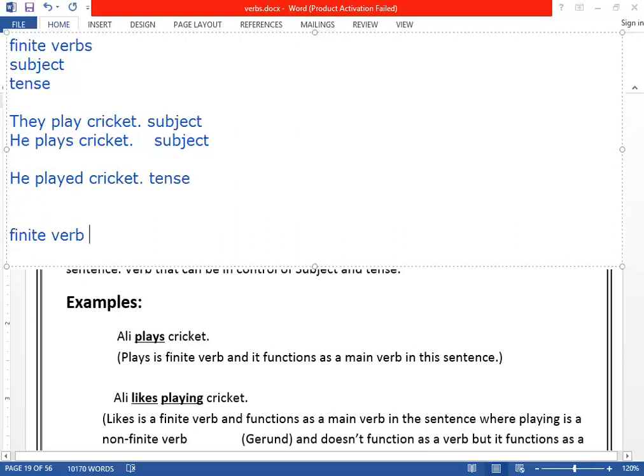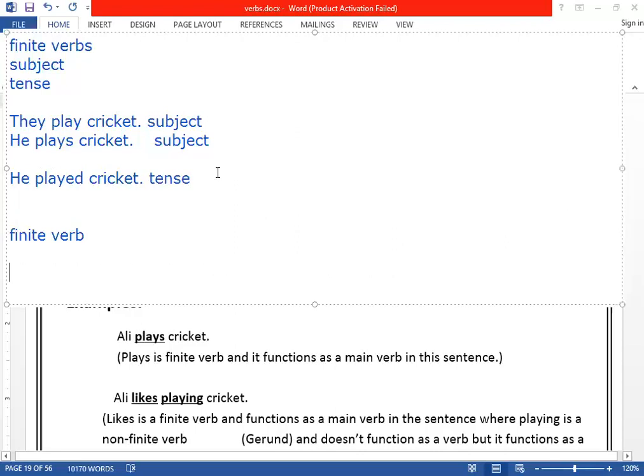But if it does not function as a verb, if it functions as a noun, an adjective or an adverb, we don't call that a verb. We will call it a noun or an adjective or an adverb then. So from today, as mature, advanced students of English, keep in your mind that a verb does not always function as a verb only. It can function as a noun, as an adverb, and as an adjective as well. Now, let me explain non-finite, and then you will be much more clear.